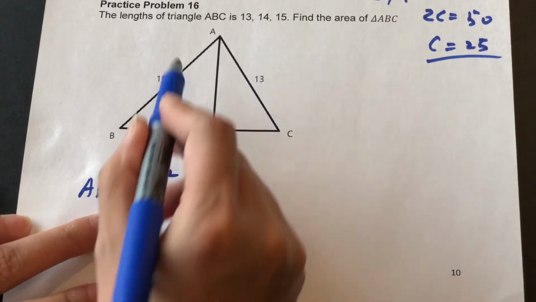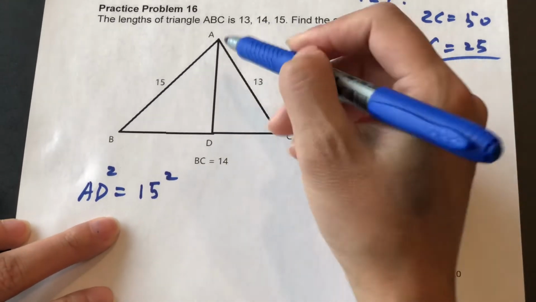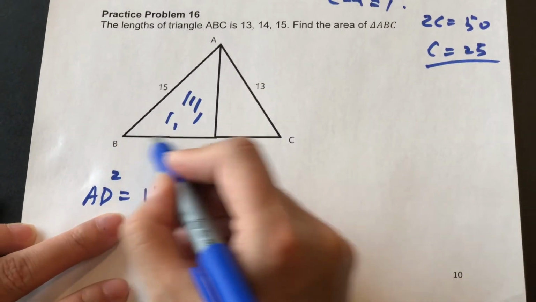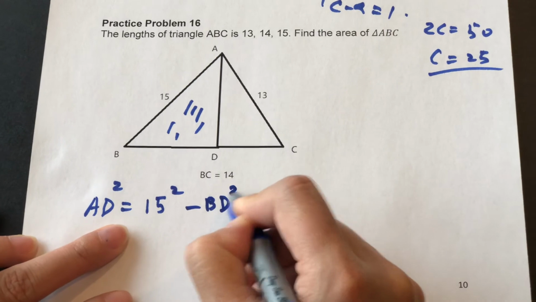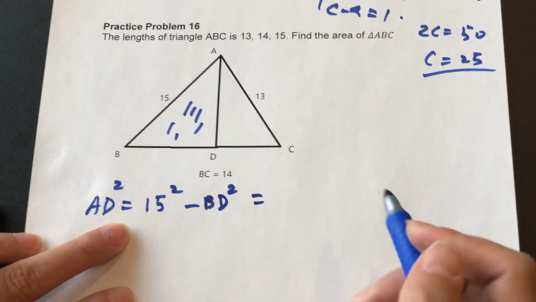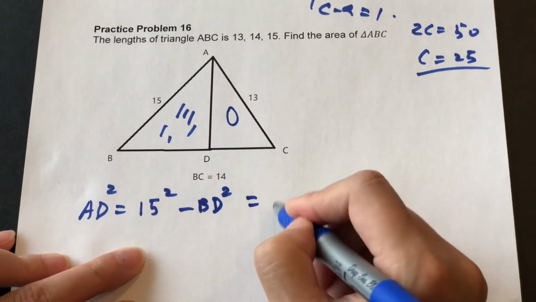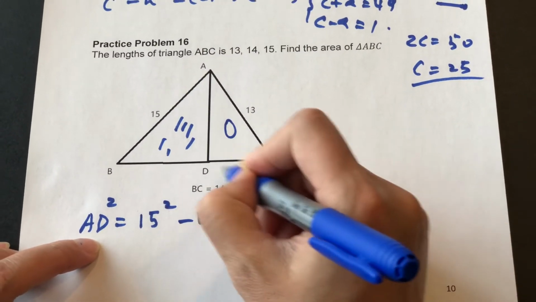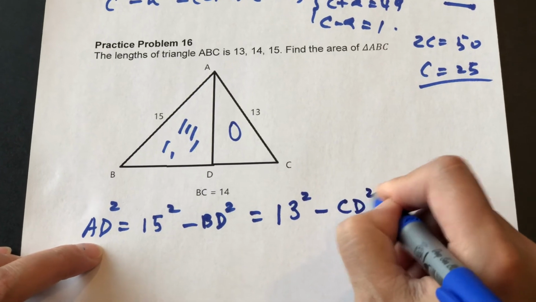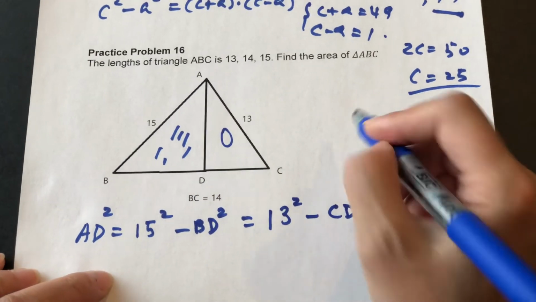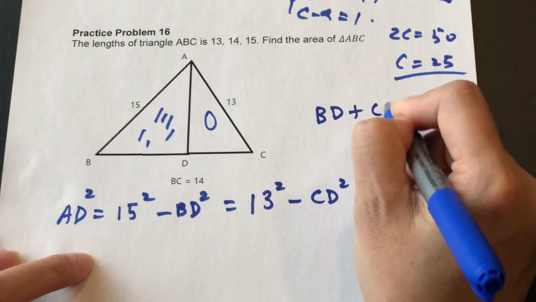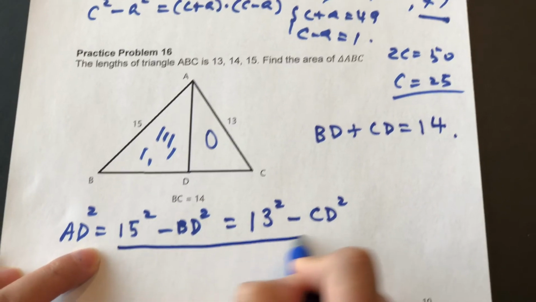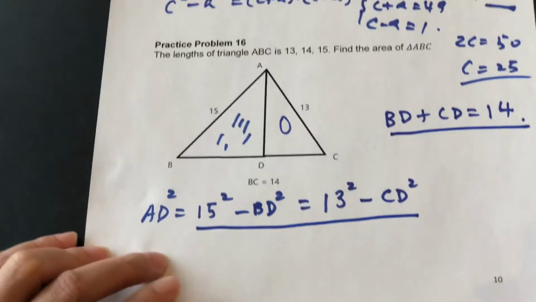15 squared. There are two ways of calculating this, right? If you look at this right angle triangle, it is 15 squared minus BD squared. Or if you look at this triangle, AD squared also equals 13 squared minus CD squared, this part. Also, BD plus CD equals 14. So we have two relationships. One equation is here, one equation is here.